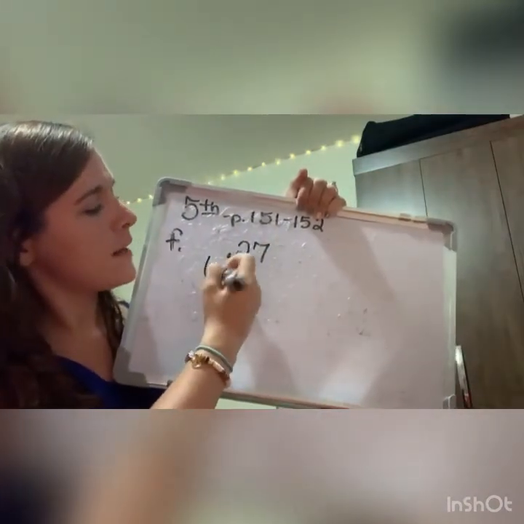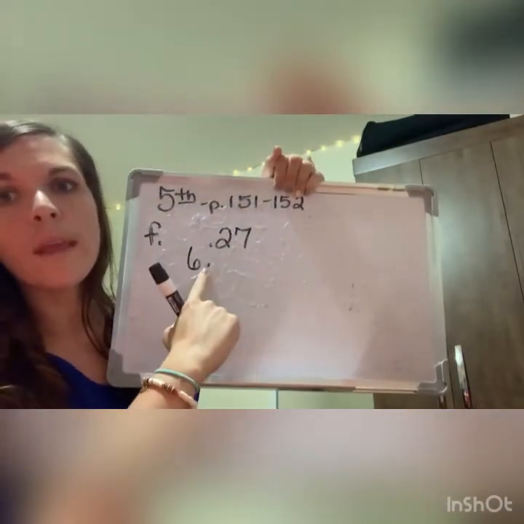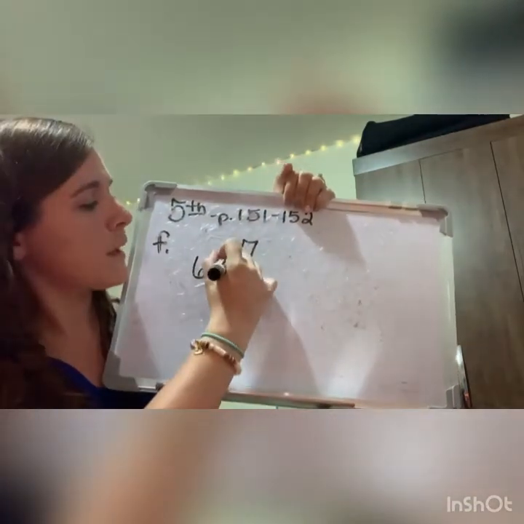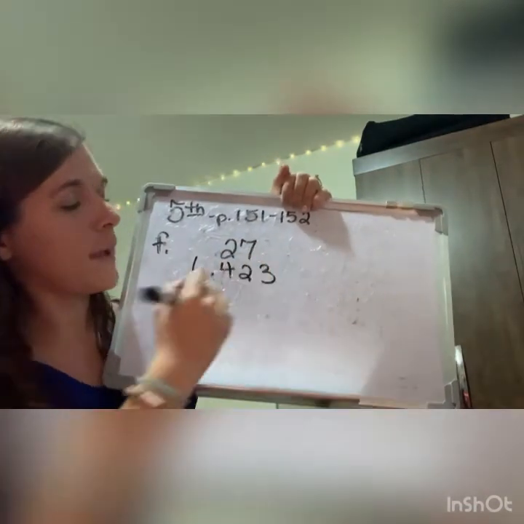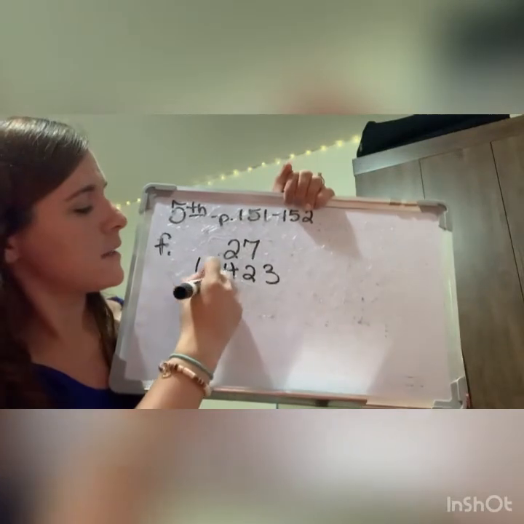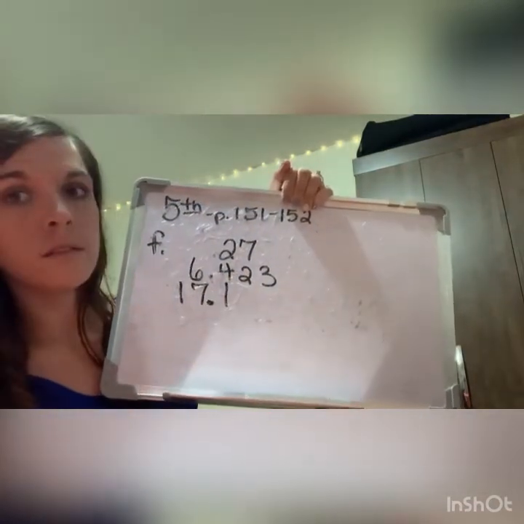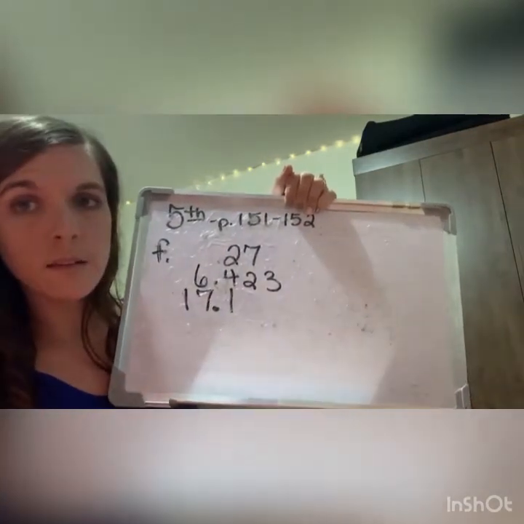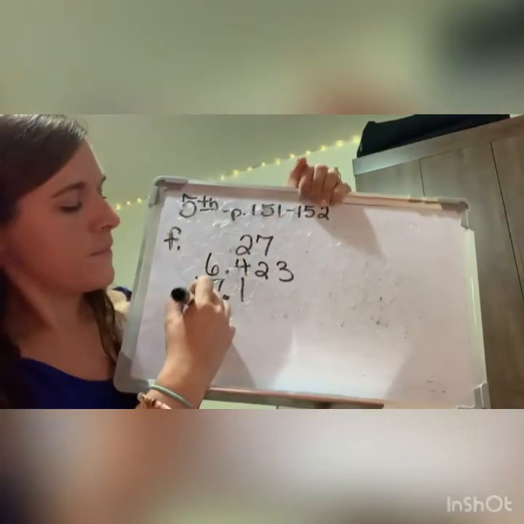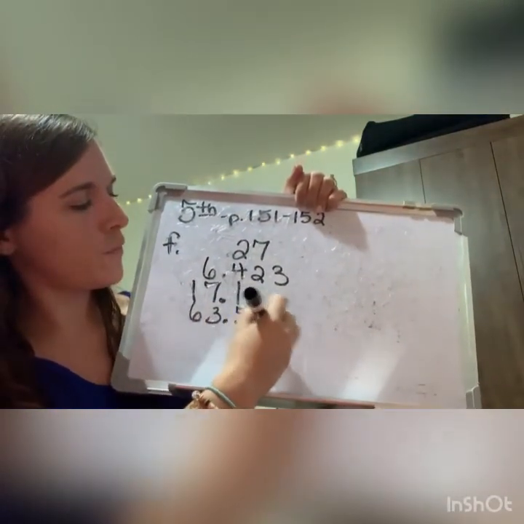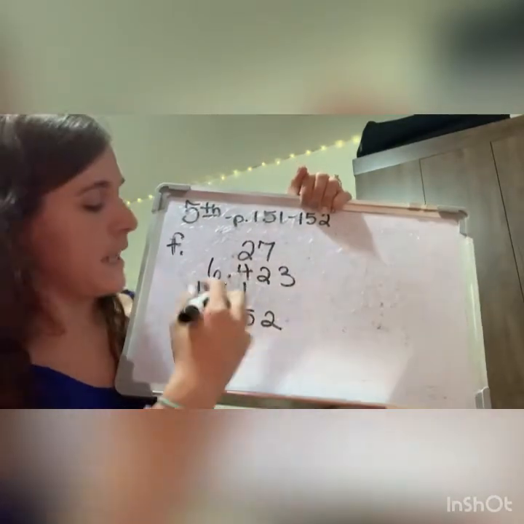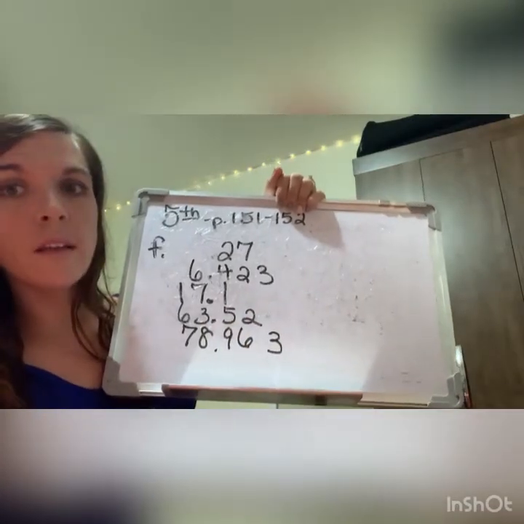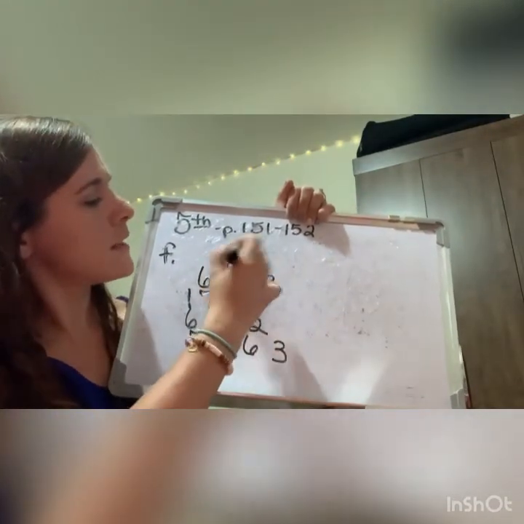6 point, see how we're lining it? We're lining it, okay? We can't put this one over here. We're lining it from the decimal point. 6.423. Okay? Next one, 17.1. Okay? The 7 is under the 6. The 1 is by itself because we're going by the point. 63.52. 78.963. Okay? Now, we fill in our zeros.